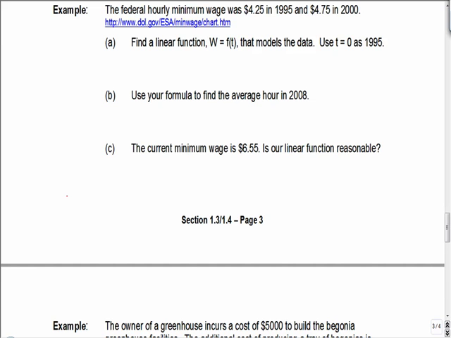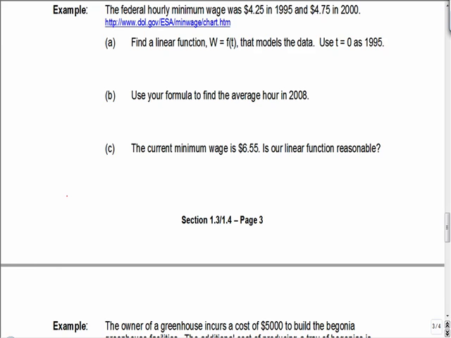Let's take a look at another example. The federal hourly minimum wage was $4.25 in 1995 and $4.75 in 2000. This data came from the U.S. government. Suppose I'd like to find a linear function, w equals f of t, that models the data, and I'm going to use t equals 0 as 1995.